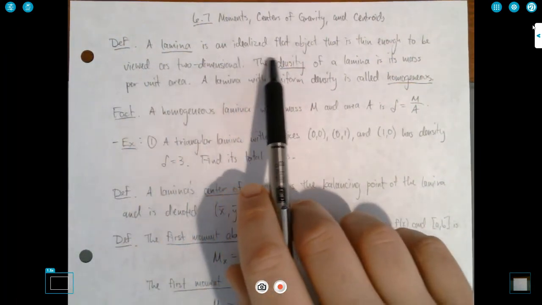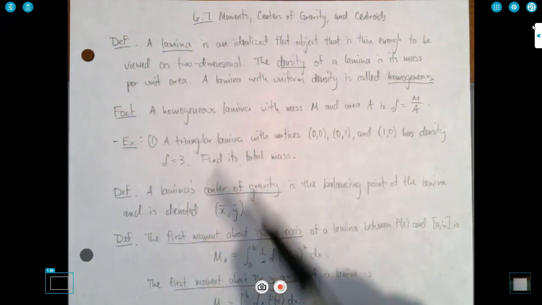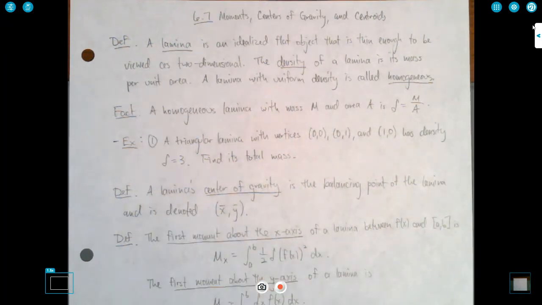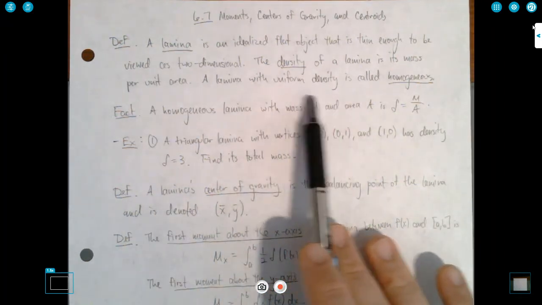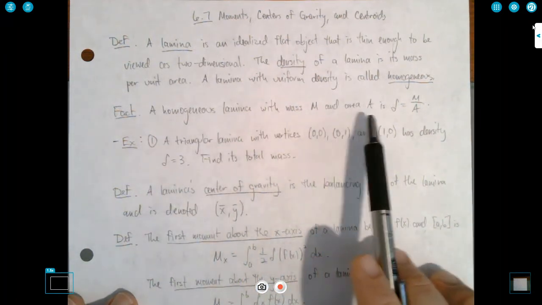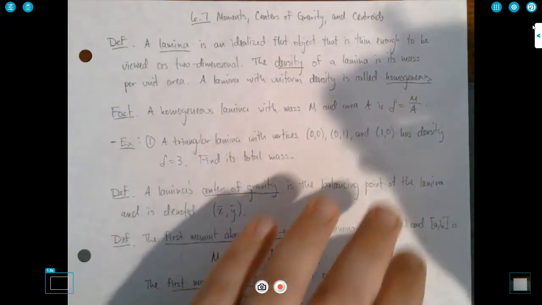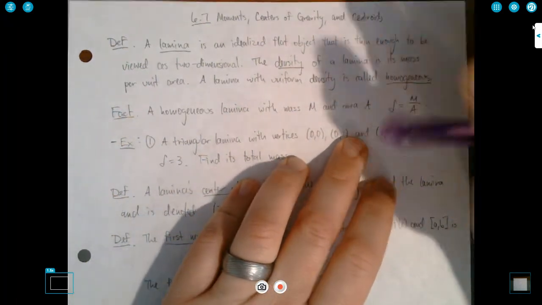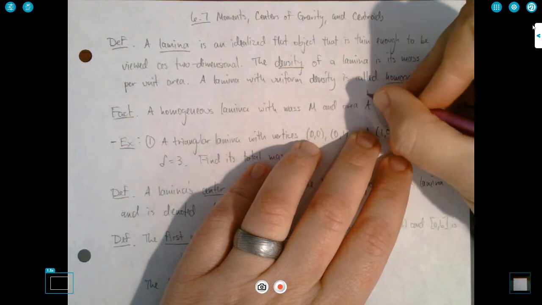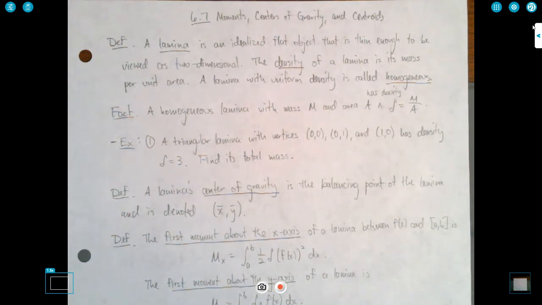So a lamina is an idealized flat object that is thin enough to be viewed as two-dimensional. The density of a lamina is its mass per unit area, and a lamina with uniform density is called homogeneous. So those are the ones that we're going to be looking at. Okay, so a homogeneous lamina with mass M and area A has density delta equals M over A.